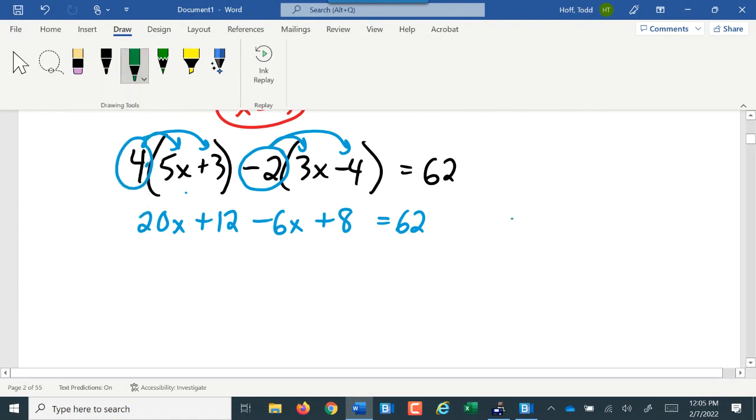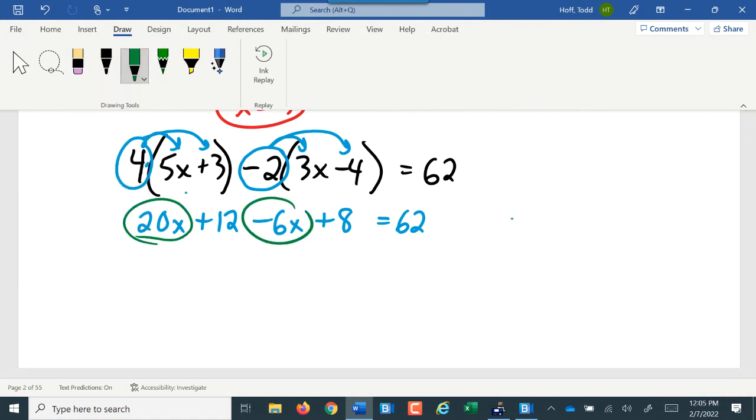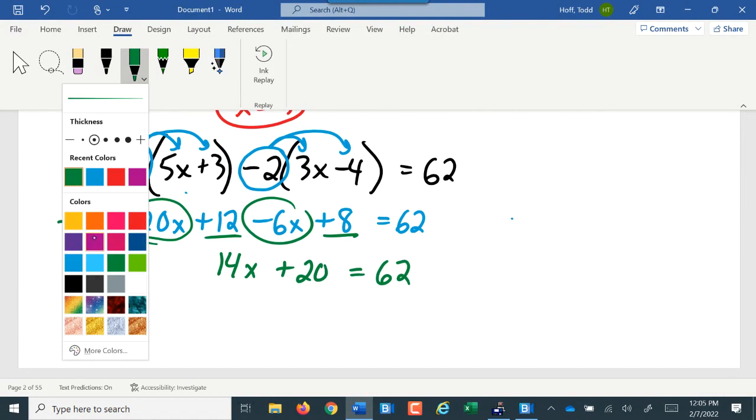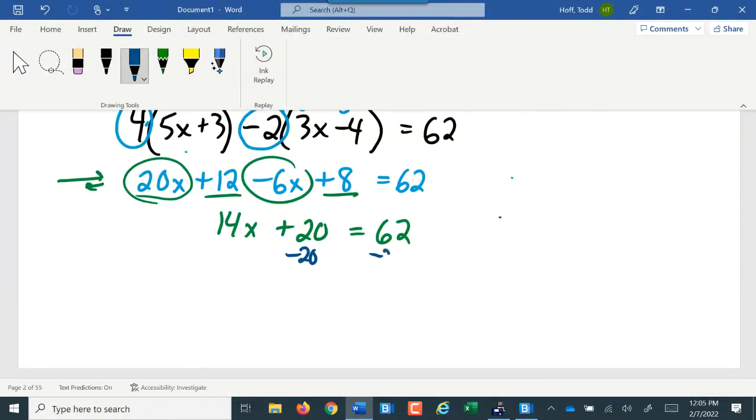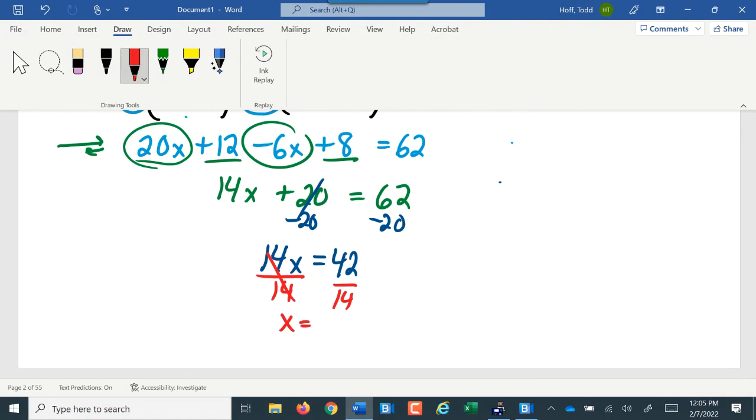We're still combining on the left side. We have 20x and -6x. Positive 20 and -6 makes a positive 14x. Positive 12 and a positive 8 is a positive 20. Now we've combined everything we can on the left side. The right side is still just 62. The variable is already to one side, so we are ready to solve here. Subtract the 20. 14x equals 62 minus 20 is 42. And then divide by 14. X equals 42 divided by 14 is 3.